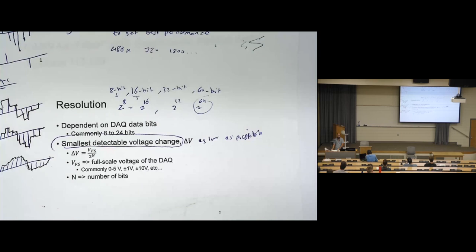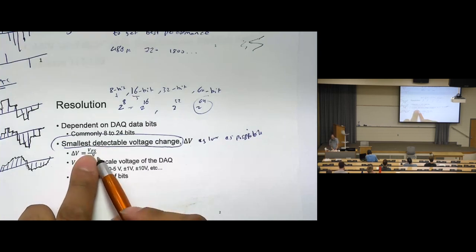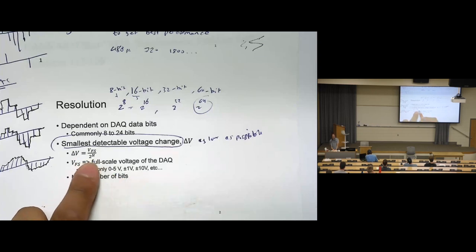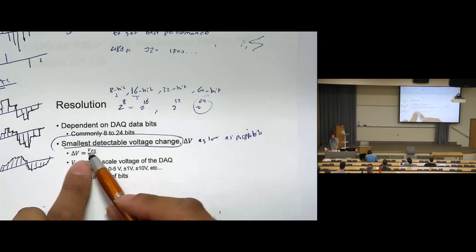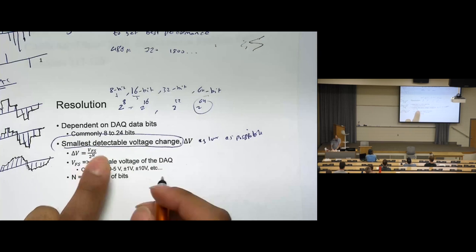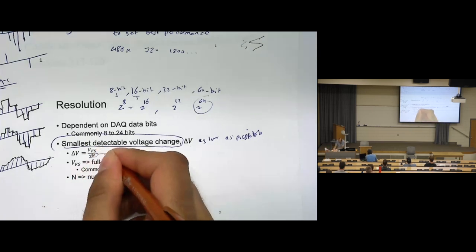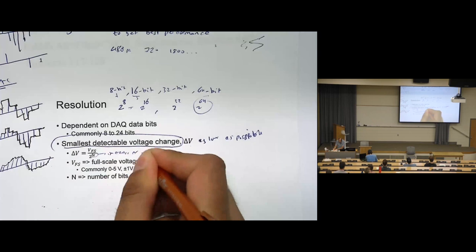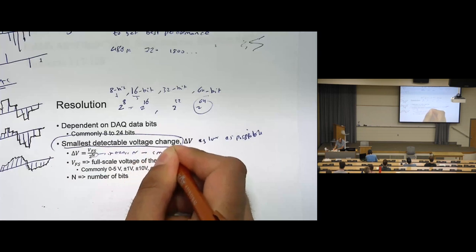So to get the best performance, how can we get it as low as possible? We have V full scale, and we have 2 power n. V full scale is something that depends on the device specification. Since I need to make delta V as low as possible, I need to increase 2 power n, which means we need to increase n, which is the number of bits. So as much as we increase n, then we'll get a smaller delta V.